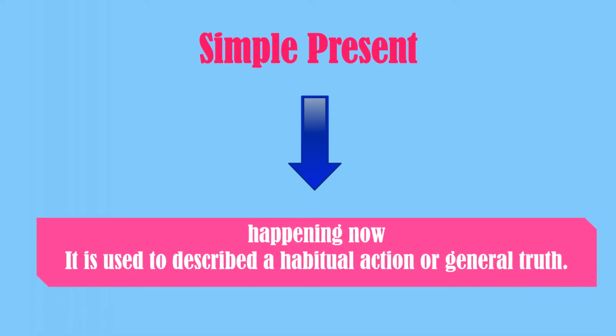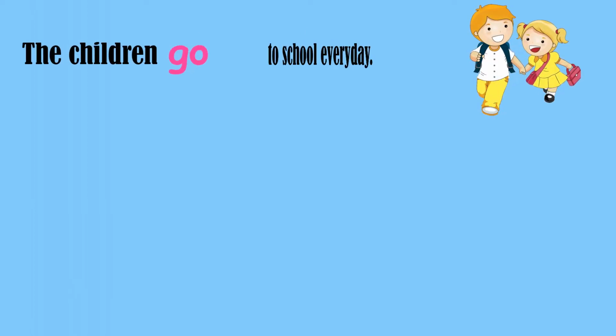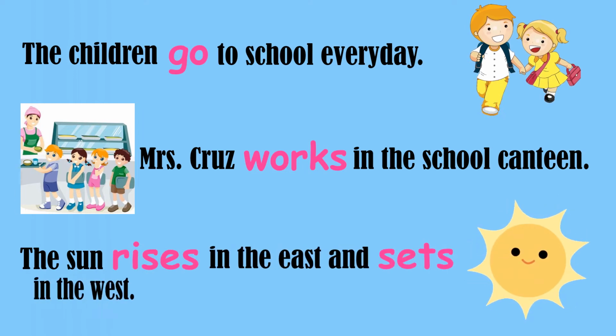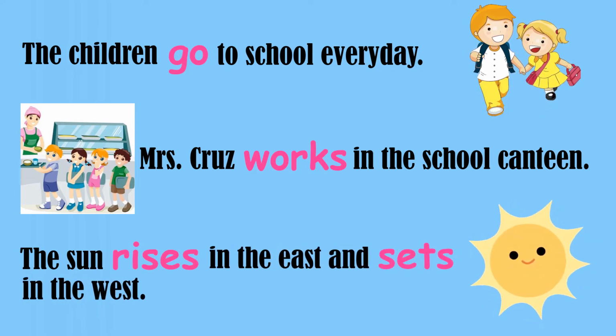Simple present means happening now. It is used to describe a habitual action or general truth. Examples: The children go to school every day. Mrs. Cruz works in the school canteen. The sun rises in the east and sets in the west. Depending on the subject in the sentence, we either add s or es or just keep the verb as is.